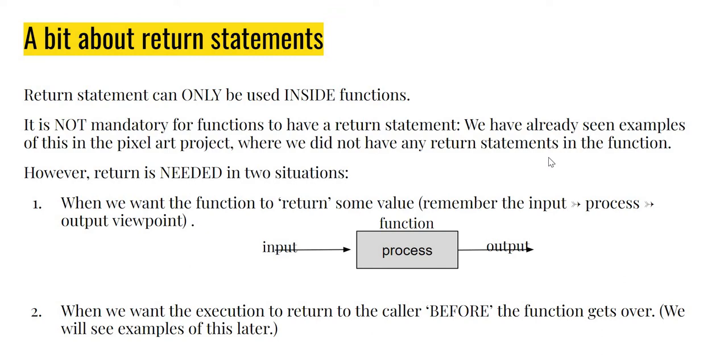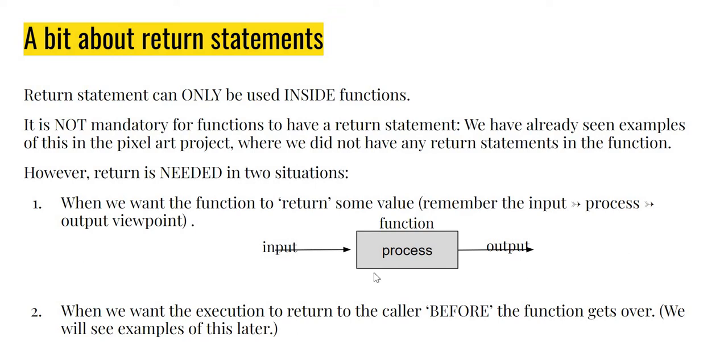However, there are two very specific situations where a return is indeed needed. And one of those two situations is what we are encountering here. First situation is that when we want the function to return some value. Now, this brings out a very interesting, a very powerful viewpoint, I would say, where we can think of a function, like I said, like a process where I'm giving some input, the function is doing something, and then it's generating an output for me.